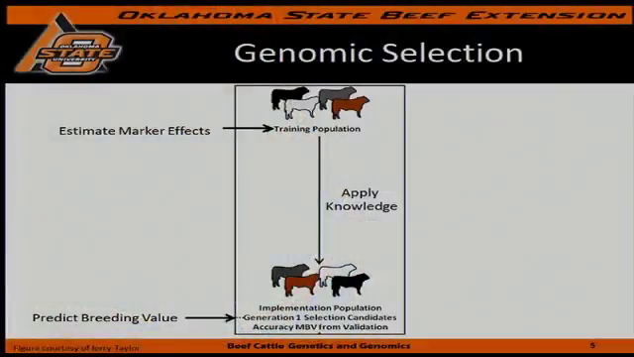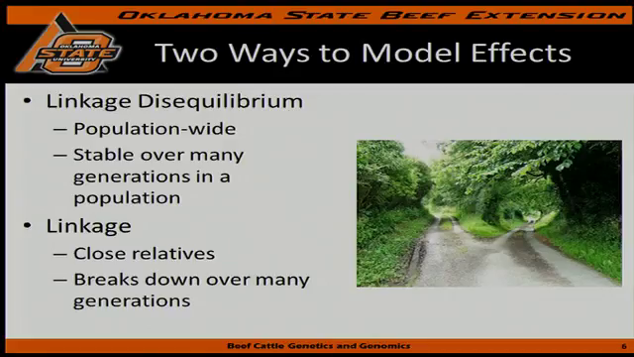So again, we come back to this training concept. We have a population of animals where we estimate the marker effects. And then we apply that knowledge in some sort of implementation population, which in this instance are going to be our selection candidates in the first generation after the training has occurred. And in this population, we predict the breeding value, and we know the accuracy of those breeding value predictions from the validation. Now, there are 2 ways that we can model these effects, and Allison touched on them briefly. I'm going to talk about them in a little bit more detail.